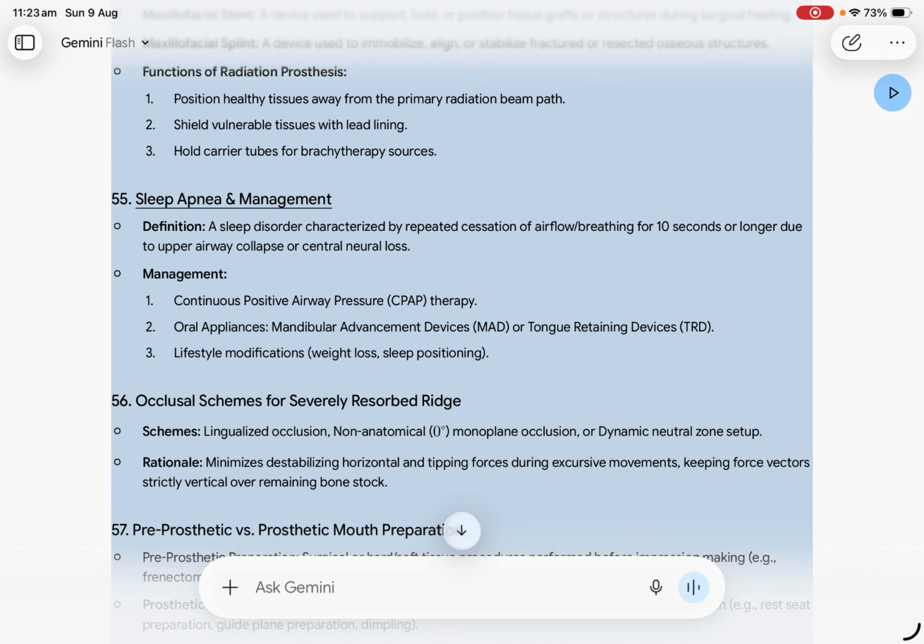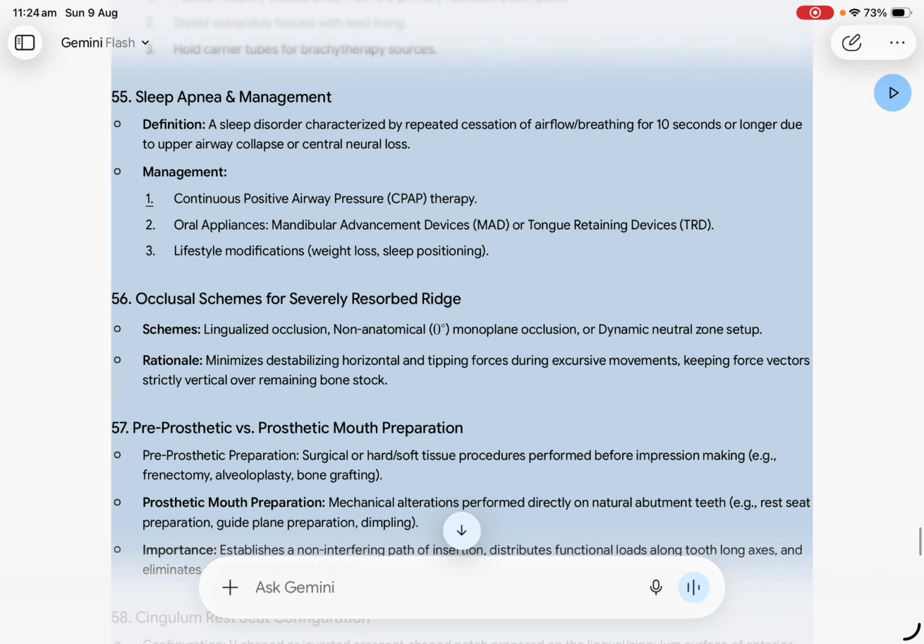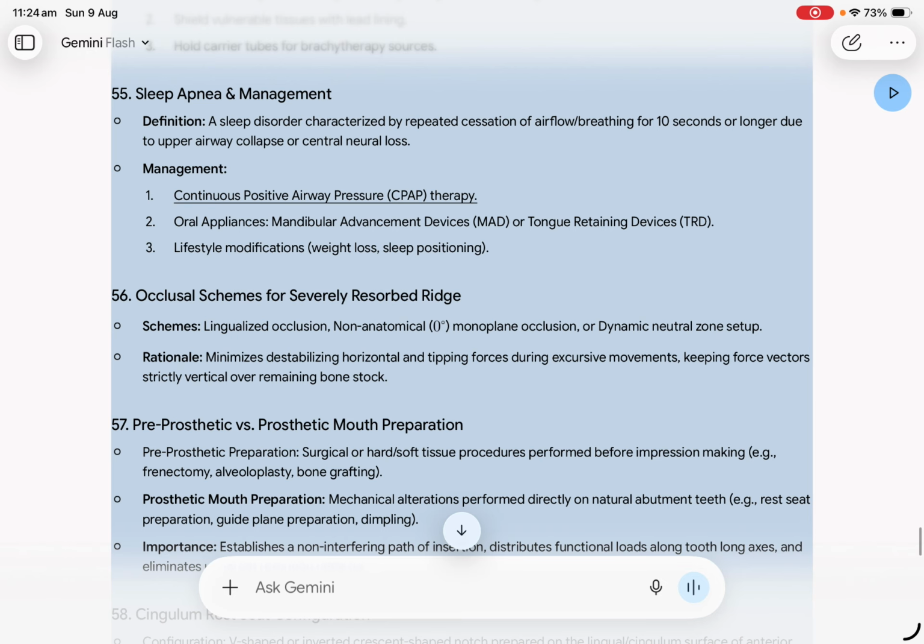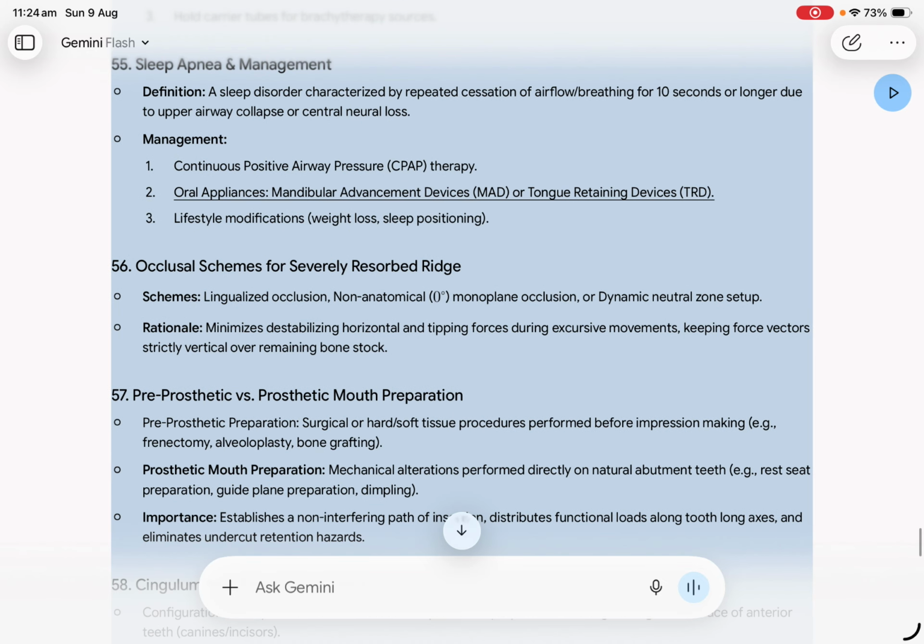55. Sleep apnea and management. Definition: a sleep disorder characterized by repeated cessation of airflow breathing for 10 seconds or longer due to upper airway collapse or central neural loss. Management: 1. Continuous positive airway pressure, CPAP, therapy. 2. Oral appliances: mandibular advancement devices, MAD, or tongue retaining devices, TRD. 3. Lifestyle modifications: weight loss, sleep positioning.